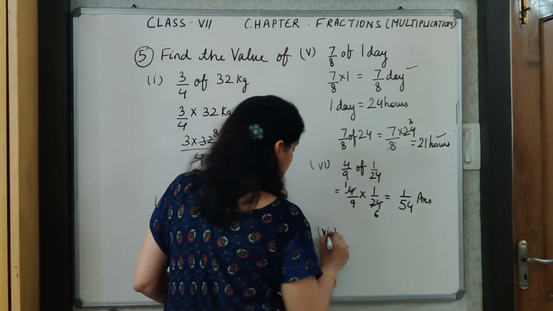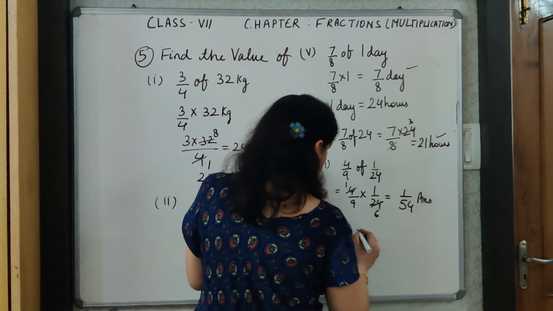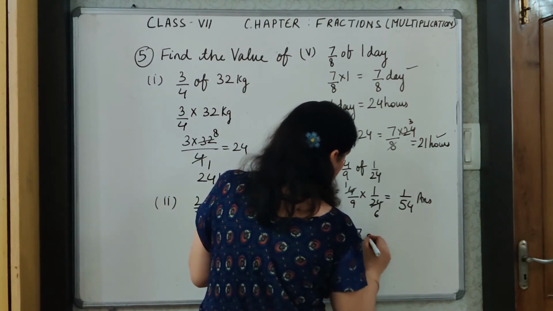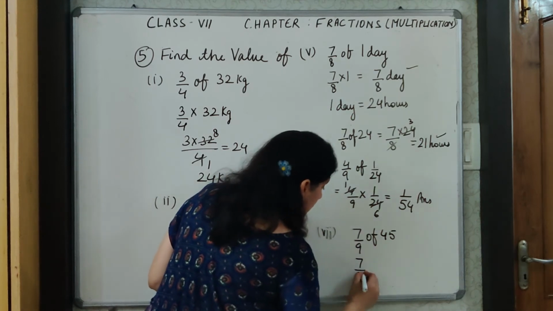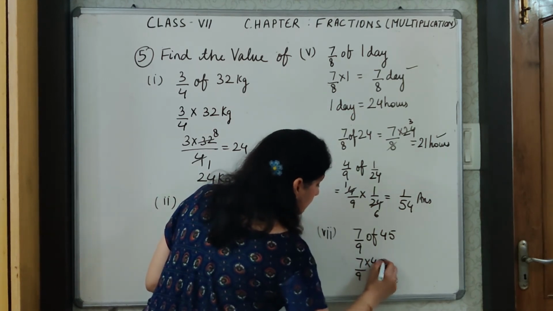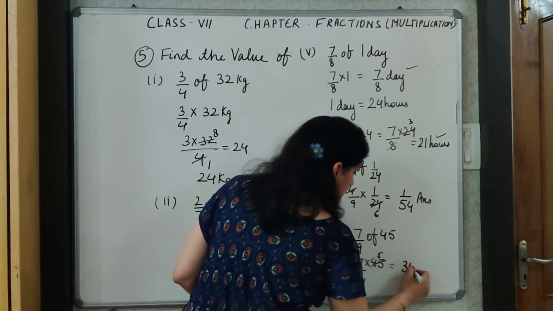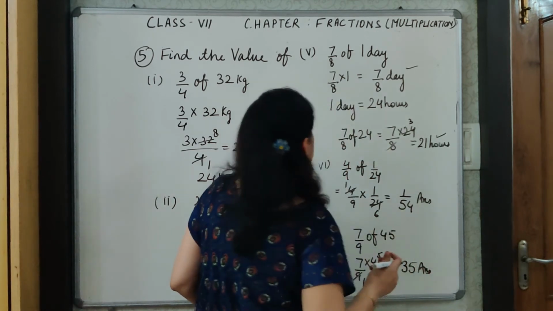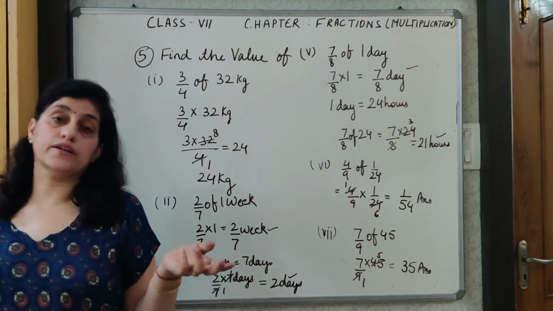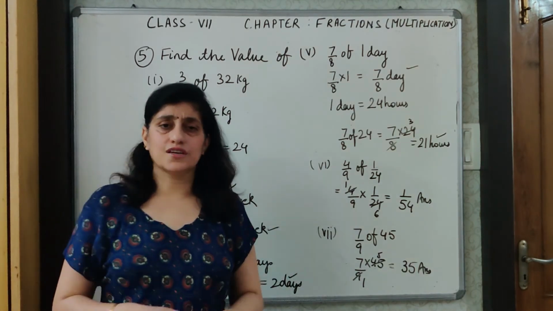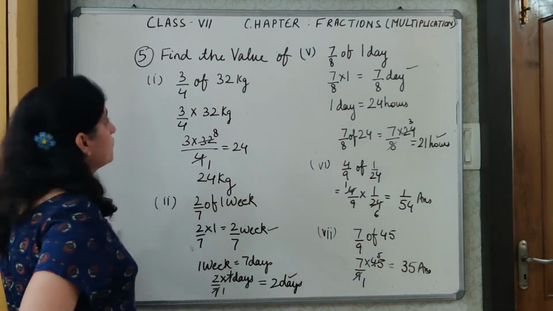One more of this type we'll take, and then we'll proceed to simplification questions. The question is 7 upon 9 of 45. 7 upon 9 multiplied by 45. 9 ones are 9, 9 fives are 45, is equal to 35 is the answer. Very easy. If your hand is good at the cutting of the numerator and denominator, this is just a snap of a finger. So this type of questions are clear.